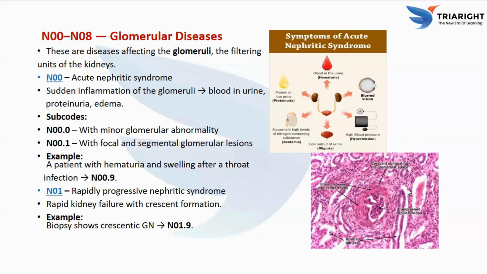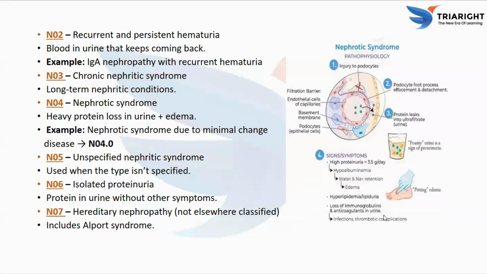So, understanding the crescent formation: how does a crescent form? A crescent forms when the glomerular basement membrane is damaged. Next, blood and inflammatory cells leak into the Bowman space and cells proliferate, forming a crescent shape. Why is it important? Because crescents indicate severe and rapidly progressive kidney disease. Without urgent treatment, it progresses into kidney failure.